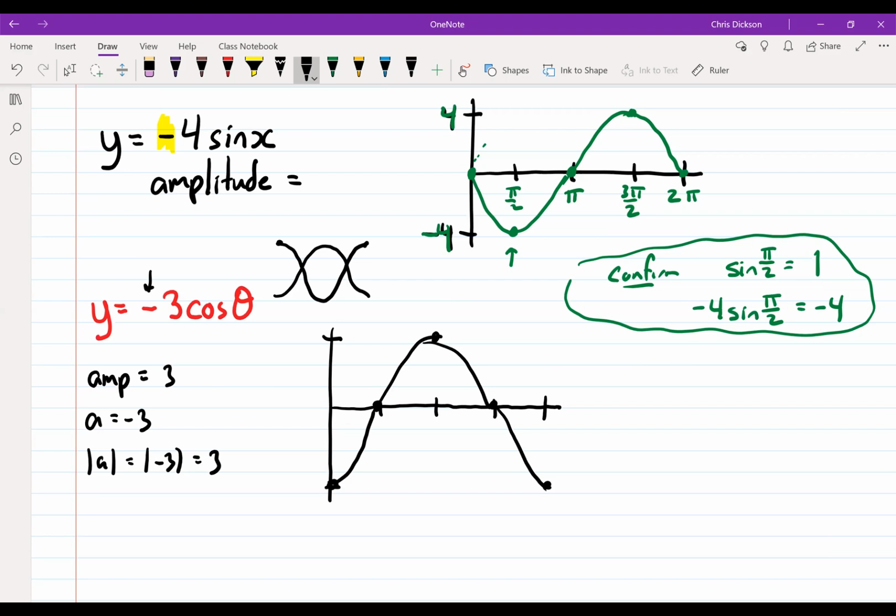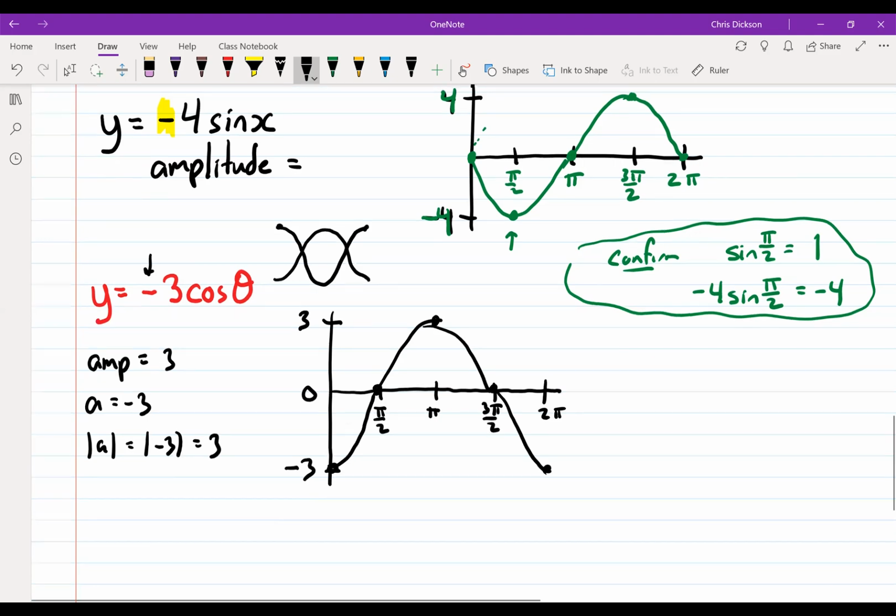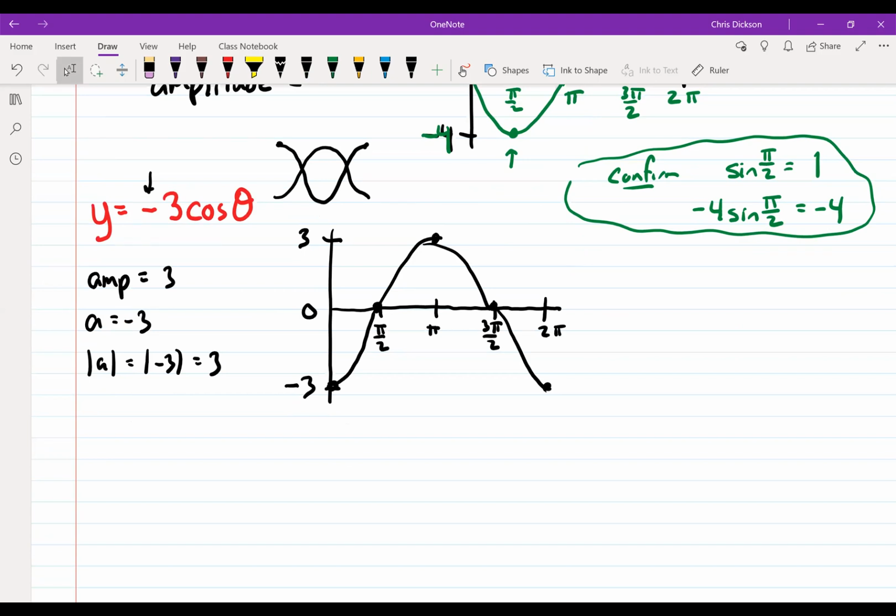So I know my amplitude is 3. So from the middle to the highest point must be 3. And then that must be negative 3. And my period is still 2 pi. So these must each be pi over 2. And it would look something like that. Okay, so that's our a value. So I'm going to skip to the d value now, and let's just take a look at this.